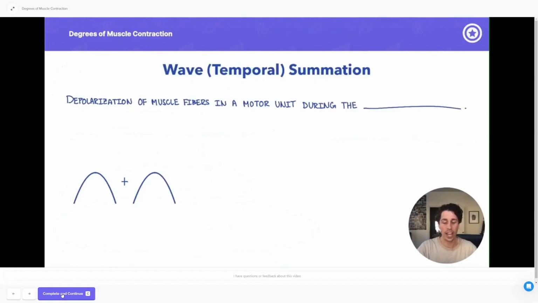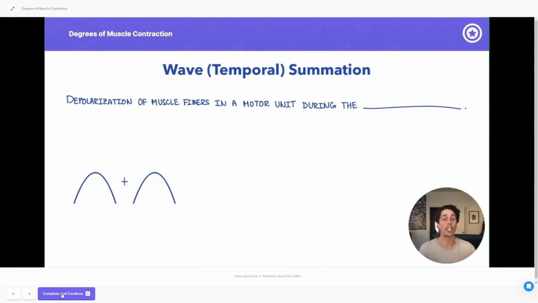All right, so first off, let's go ahead and talk about wave or temporal summation. And so this type of summation is going to be generally associated with action potentials. And so kind of like a stacking of action potentials, you might say, that's going to result in this wave summation because there's going to be a greater force due to more action potentials happening. Alrighty, so this right here, this is going to be talking about how wave summation actually happens.